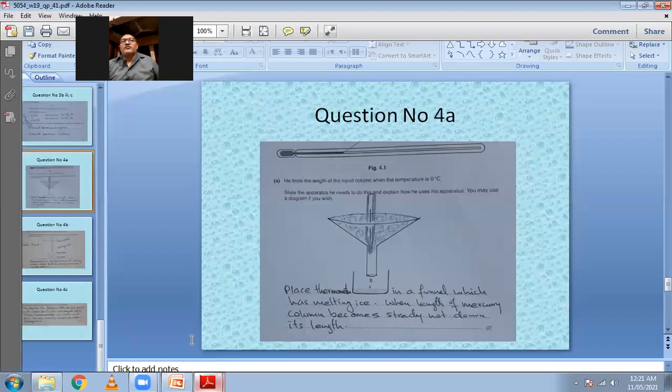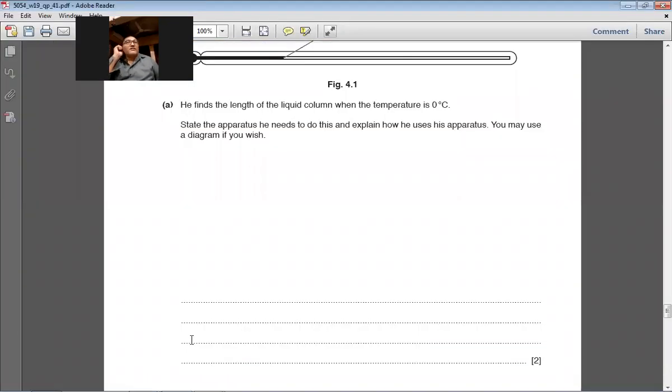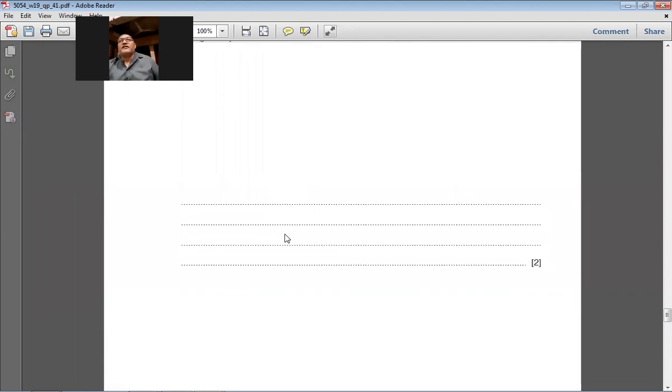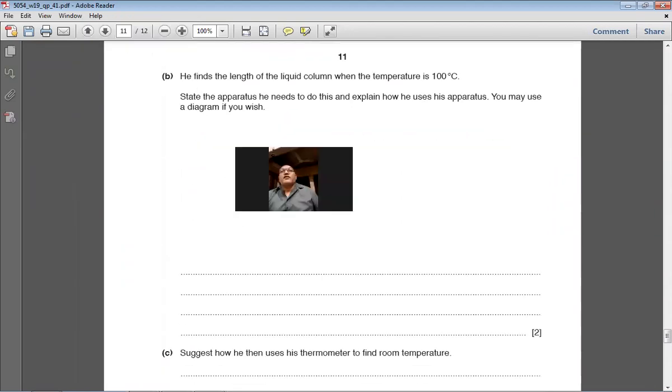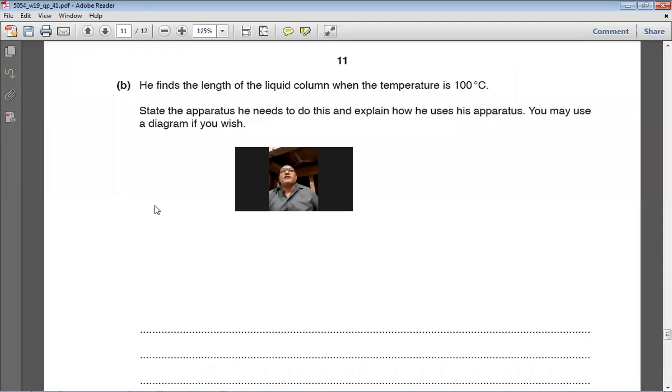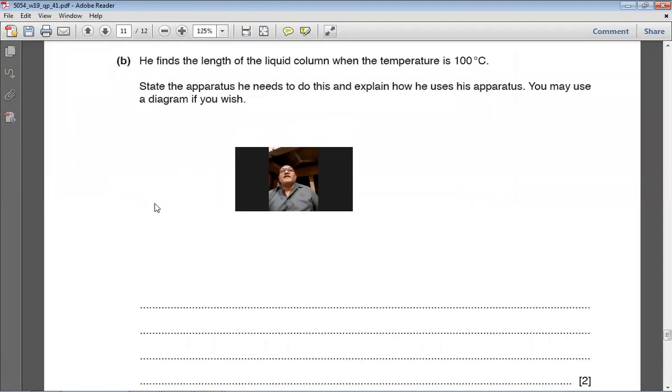Then we have the next part. Let me show you. That was the A part, and this was 2 marks. And here we go. He finds the length of the liquid column when the temperature is 100 degrees centigrade. State the apparatus he needs to do this and explain how he uses his apparatus. You may use a diagram if you wish.